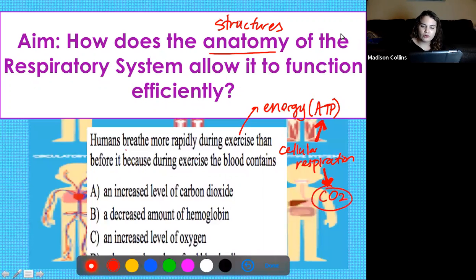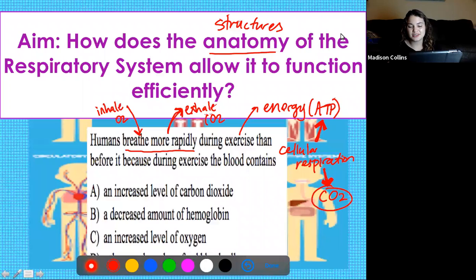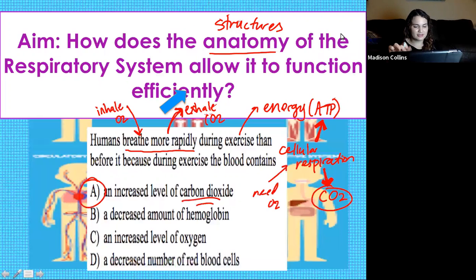So when you start breathing more rapidly, it serves 2 functions. First, it helps get that CO2 out of your body, so exhale CO2. But you also have to inhale more oxygen because we also need oxygen for cellular respiration to occur. Right? But the answer here is going to be A, the blood contains an increased level of carbon dioxide that you have to get out of your body. All right. There it is. I forgot to put an arrow in there.